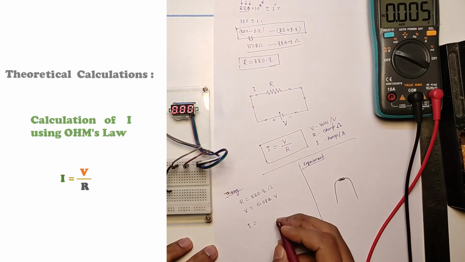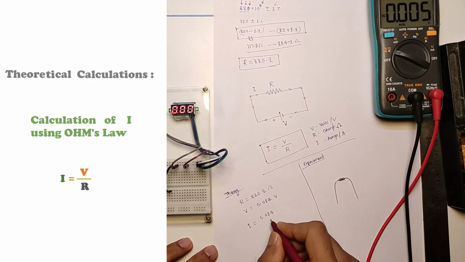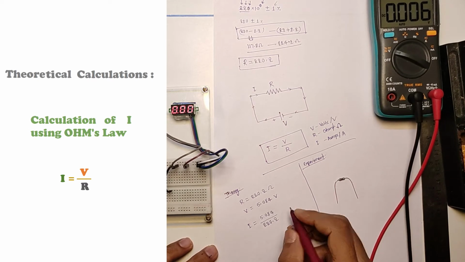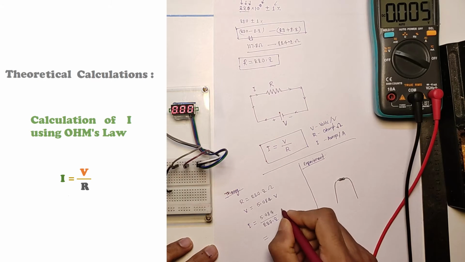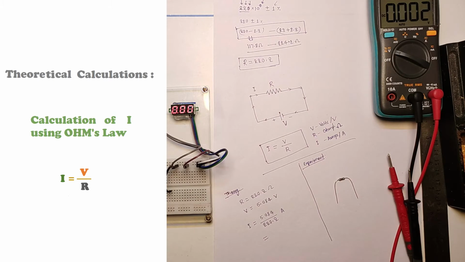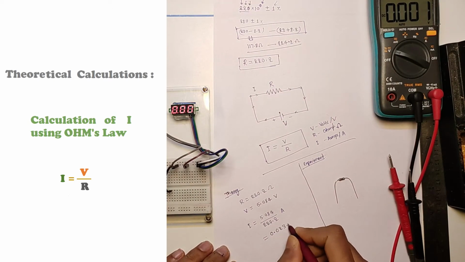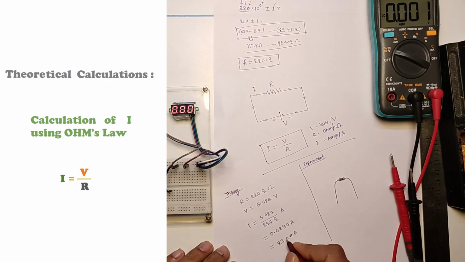I equal to V divided by R. So V is equal to 5.084 divided by 220.2, right? How much it will be? This will be ampere. How much we will get? So we will get 0.0230 ampere. That translates to 23.0 milliampere. Just divide by 1000, so you'll get this amount of current.